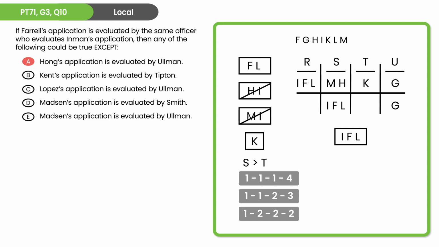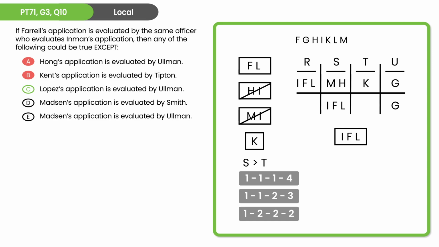That could be true. Answer choice B says that K's application is evaluated by T. K is evaluated by T. That could be true in the top row, so let's get rid of that. Answer choice C says that L's application is evaluated by U. L is evaluated by U. Well, we don't have that in either row, so that's probably going to be our answer. Hold on to answer choice C.